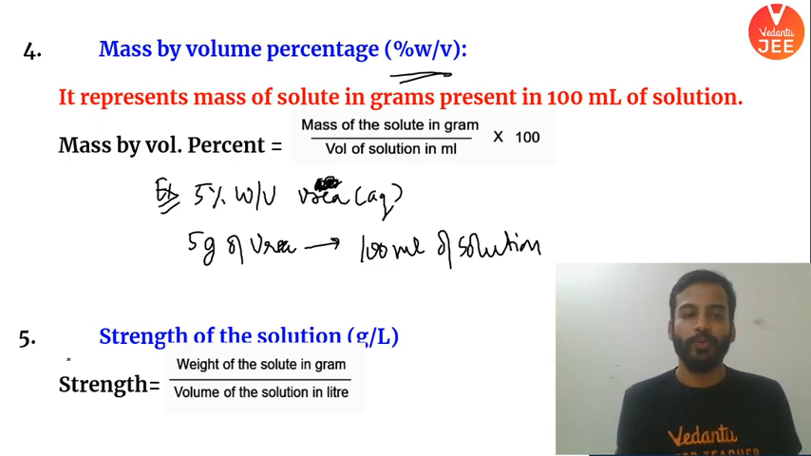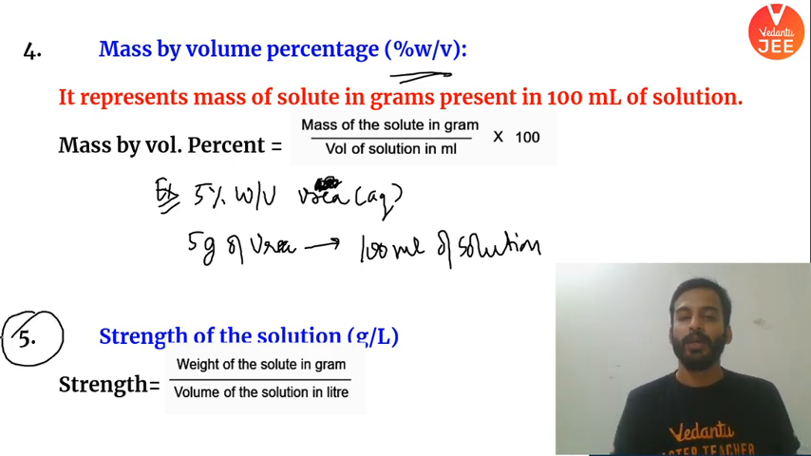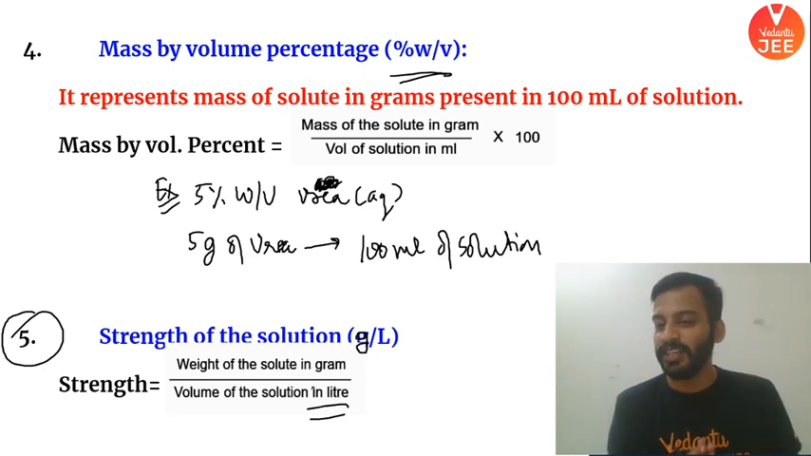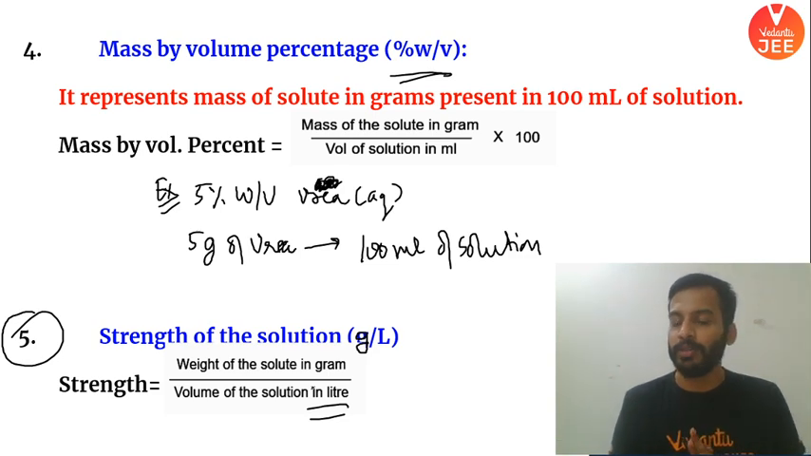Moving on. Fifth, strength of solution. Strength is what? Amount of solute in gram, but here volume is used in milliliter, right? Amount of solute dissolved in 1 liter of solution. That's the difference. Here this difference is there. This is also clear, strength is also understood. Correct. Okay, moving on.